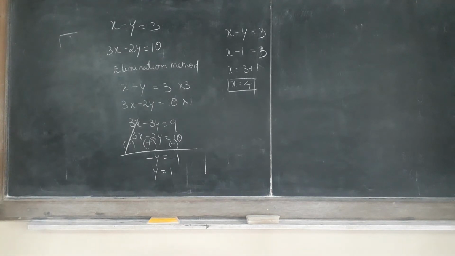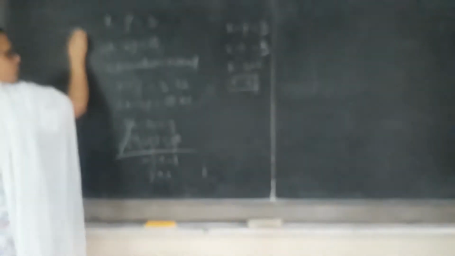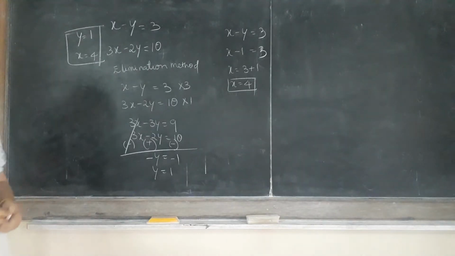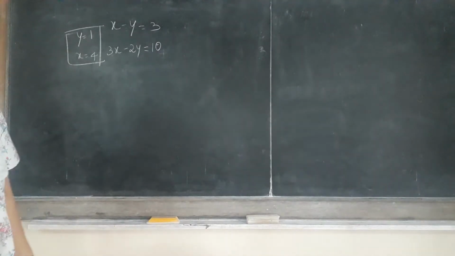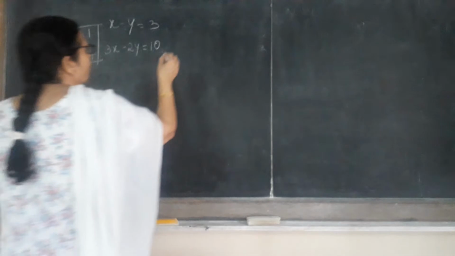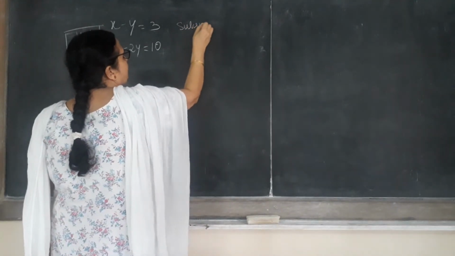Next we are going to the substitution method. So here the value of y is 1, x is equal to 4. Now we are going to which method? That is the substitution method. Same sum, same answer you should get here, because there is an exercise where you have to solve the linear equation by both methods, substitution method as well as elimination method. Now we are going to the substitution method.